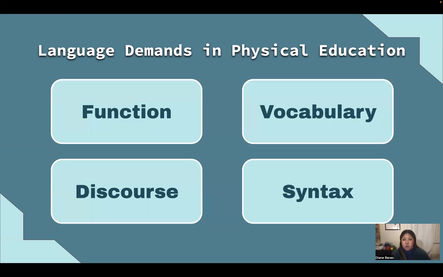And yeah, so those are the 4 language demands in PE and things that I will consider as a physical education teacher in order to guide and help my students into building their PE literacy.